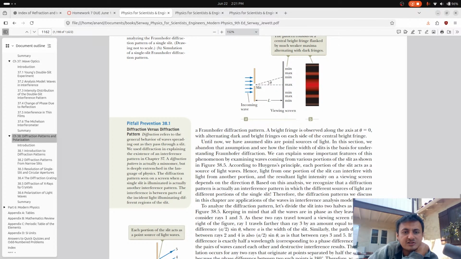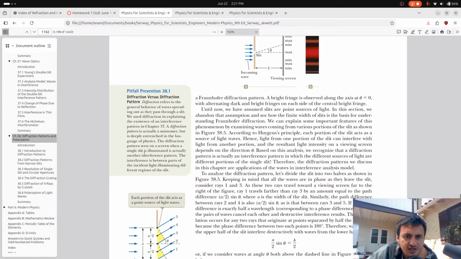Diffraction versus diffraction pattern. Diffraction refers to the general behavior of waves spreading out as they pass through a slit. We use diffraction in explaining the existence of an interference pattern.